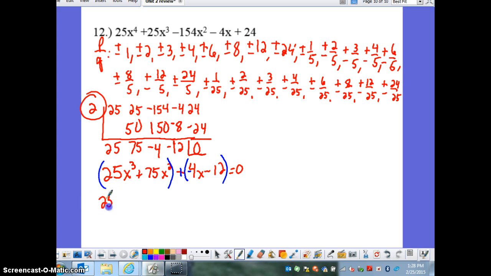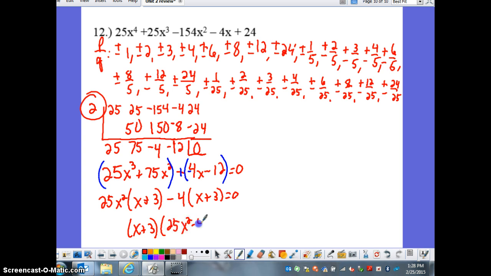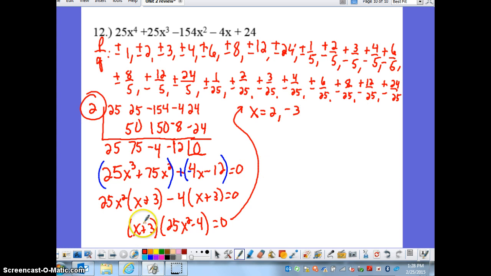When I do so, I now have a 25x squared, I'm left with x plus 3. And I'm going to take out a negative 4, and I'm left with x plus 3. That gives me x plus 3 times 25x squared minus 4. Both of those are set equal to 0. When I solve here, my x-intercepts are going to be 2, the first one we had, negative 3, which comes from the x plus 3. And this is going to be 25x squared equals 4, divided by 25, that's 4 over 25. Square root both sides, so you get plus or minus 2/5. So there are my 4 x-intercepts.